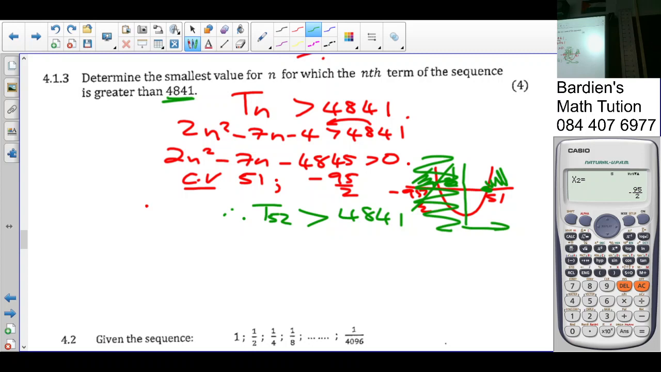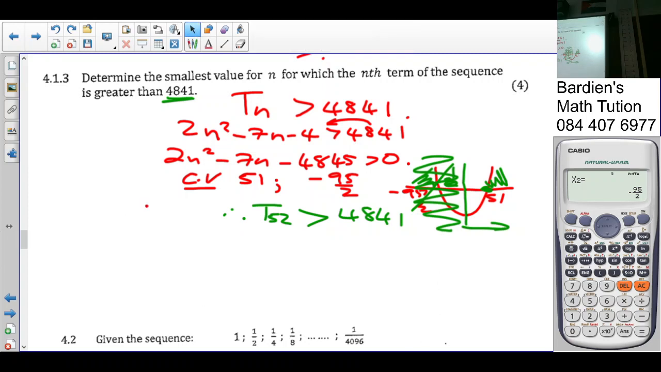What if they ask you, determine the value of the first term that is greater than 4,841? I would have gone through the same steps. Then I would have substituted 52 into the general term, and I would get the value of the 52nd term of the sequence. Okay?